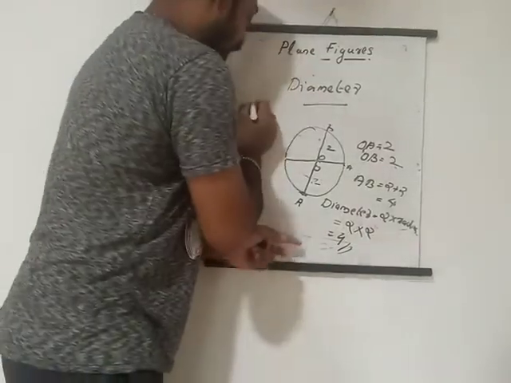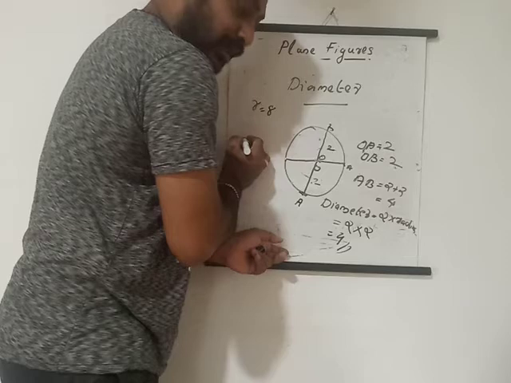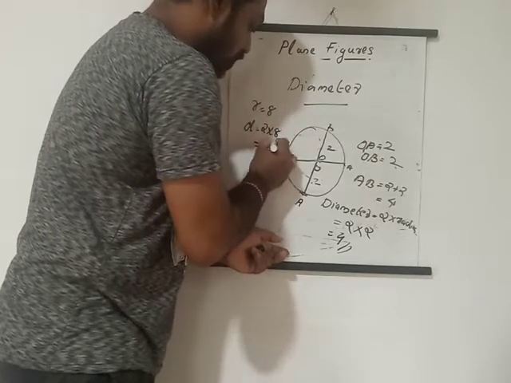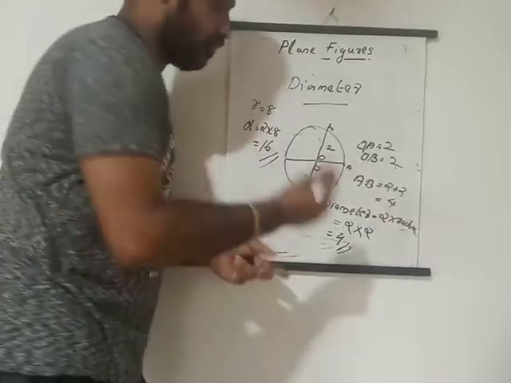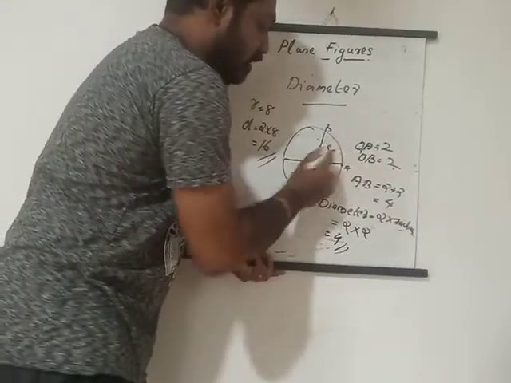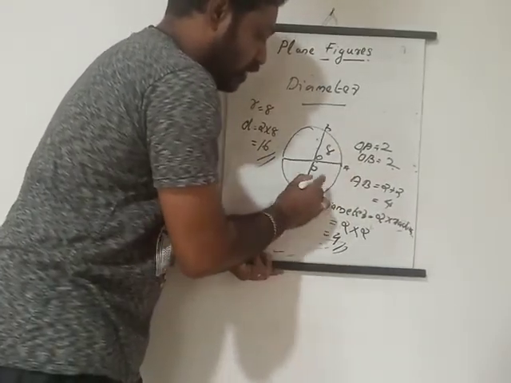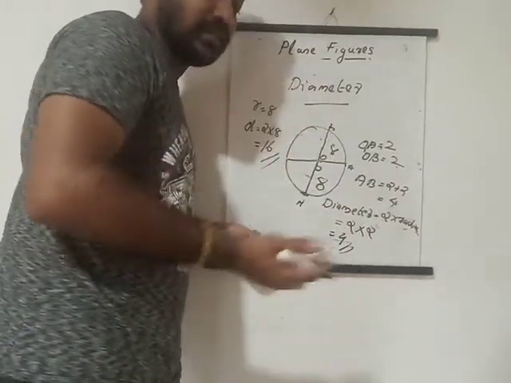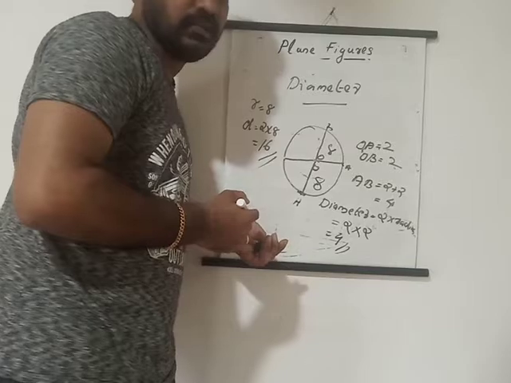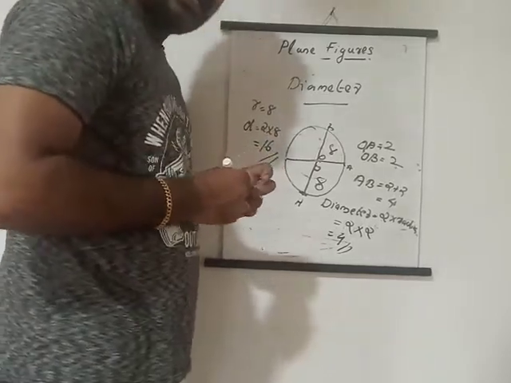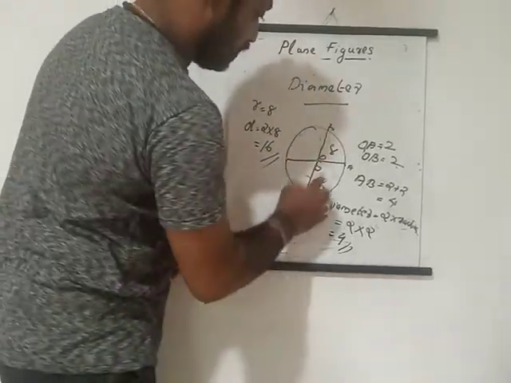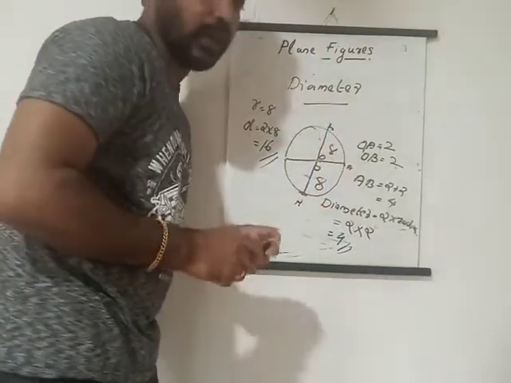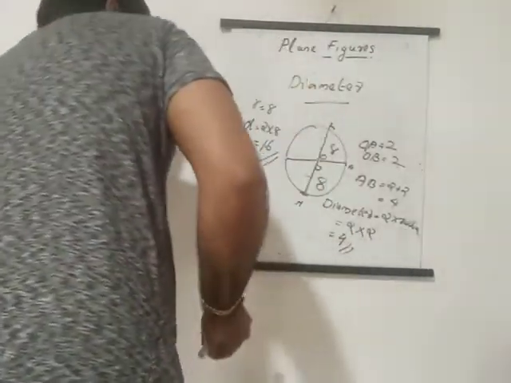For example, if the radius of a circle is 8, what is the diameter? 2 into 8. So you will get 16. For example, if this is 8, this also is 8. So what is AB? It will be 8 plus 8. So 8 plus 8, what is the answer? 16 centimeters. So that is called the diameter. It connects the 2 points on the circle. It passes through the center. It is the double of the radius.